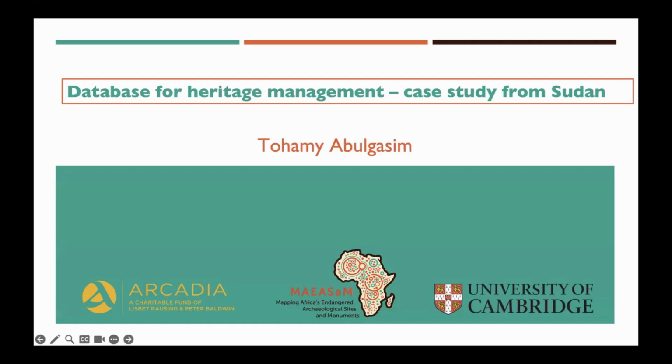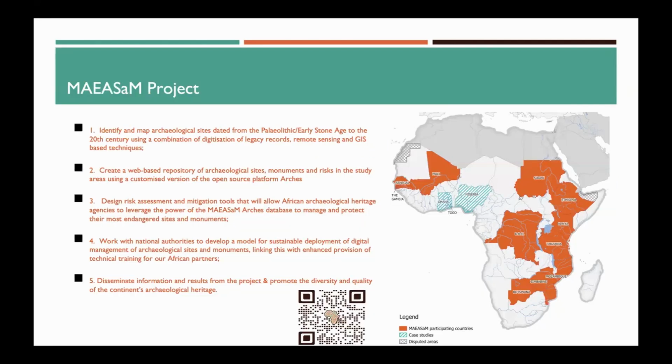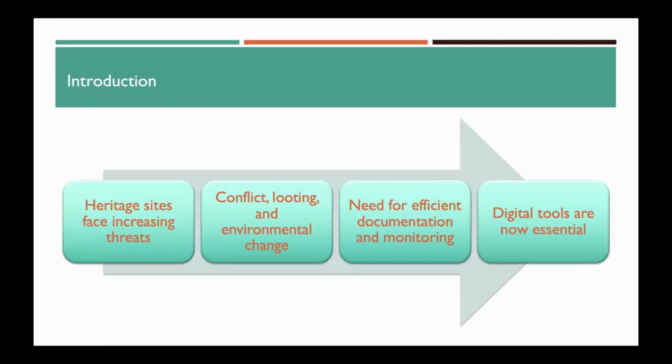So heritage sites today face a wide range of threats. These include environmental pressures, such as climate change, but also human-driven factors like urban expansion, looting, and importantly, in the Sudanese context now. Yeah, so that was the map that's showing the African countries that we are working on and the objectives of the MAYASAM project.